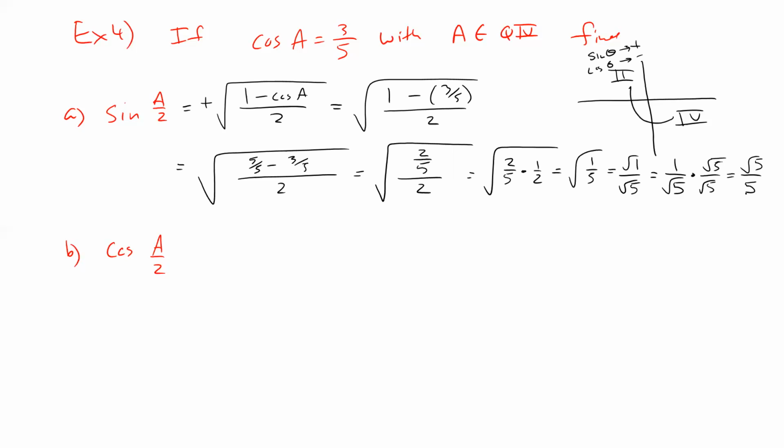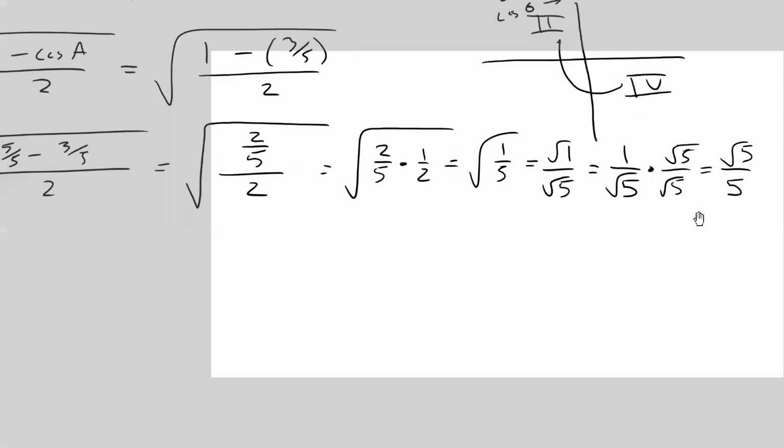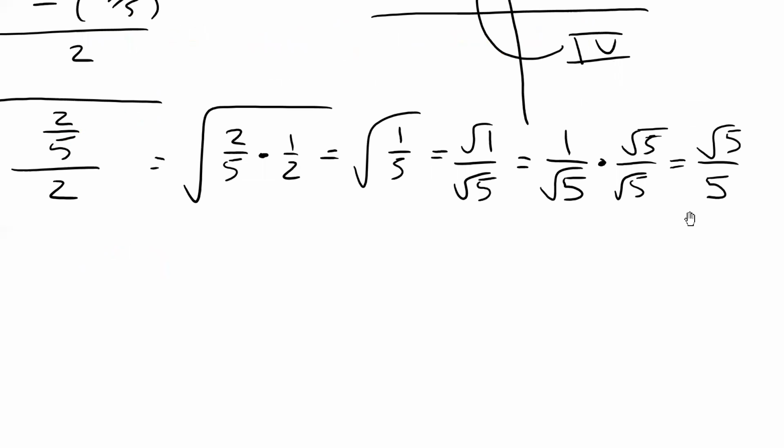Over 5, I think that's where we end up at. Wait, I can't really tell, does it go from square root 2 over 5 times, yeah, oh, okay. I thought that was a square root 1 after that. Gotcha.